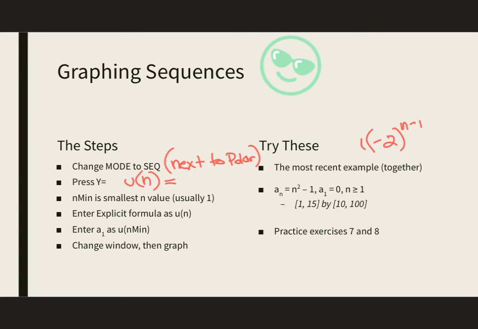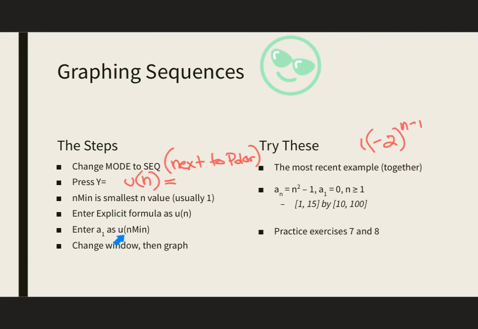I'll talk you through that. Just type in 1, open parentheses, negative 2, not minus 2, close parentheses, then raise that to a power, and the n button is where the usual variable button is. Notice it says X, T, theta, and n. Aha, we get to use the last one. How exciting. Make sure that power is n minus 1. Then the next piece is enter a sub 1 as u of n min.